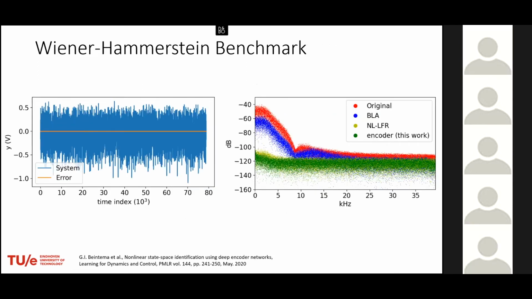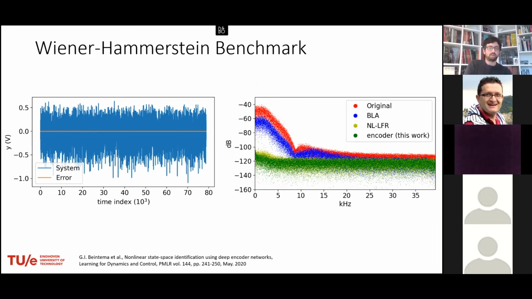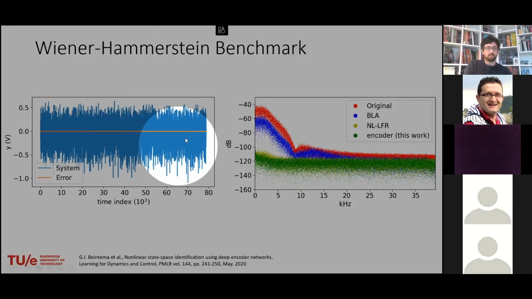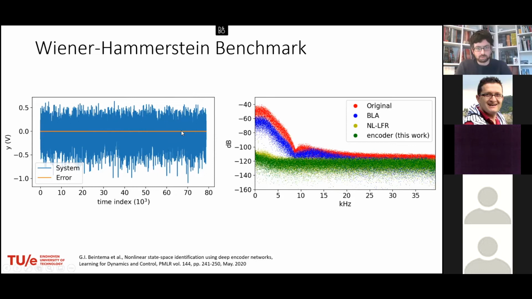On the left, we see again the time domain testing results. And basically what you see is that this is a completely flat error. The error in orange is completely flat, so you don't see much. It's extremely small compared to the output, which is to be expected. Other methods have that as well.